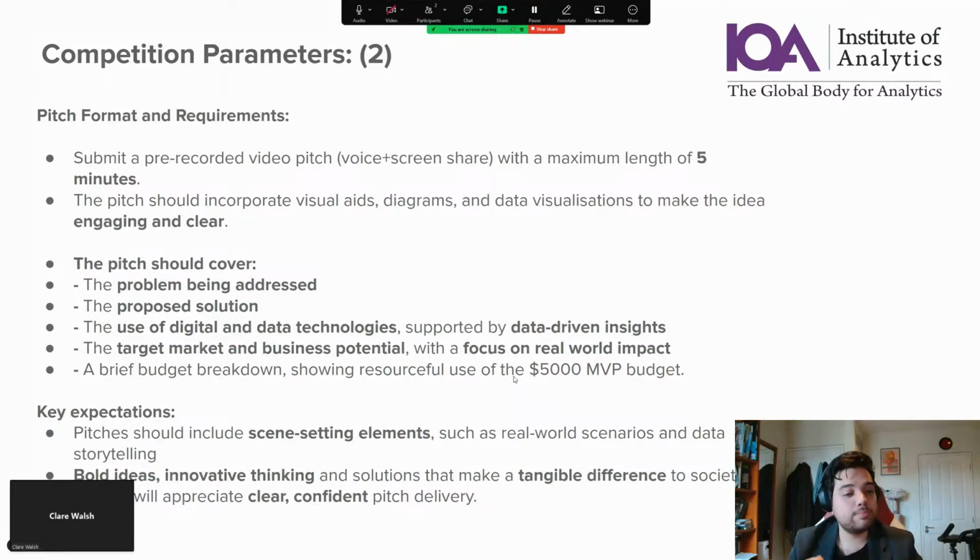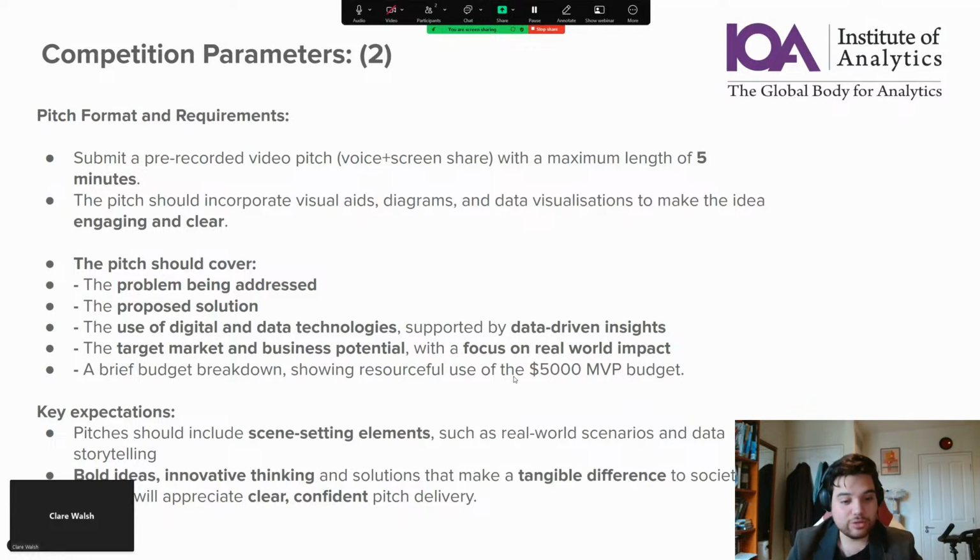And then we'll expect a brief budget breakdown about how your product or your service has used the £5,000 starting capital. We don't expect you to know exactly how much money your product will cost. We are just expecting estimations. We want proof that you have considered the idea of working off a low amount of capital.